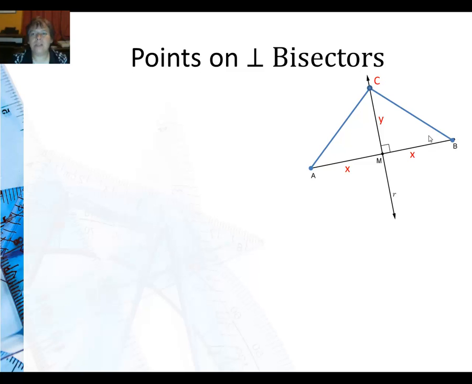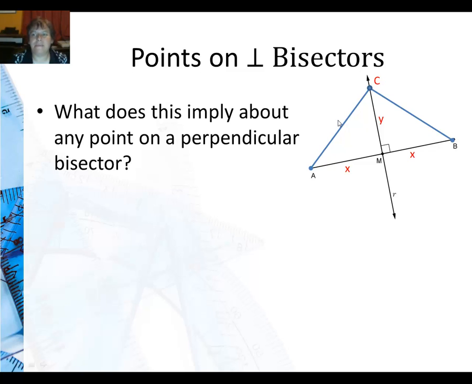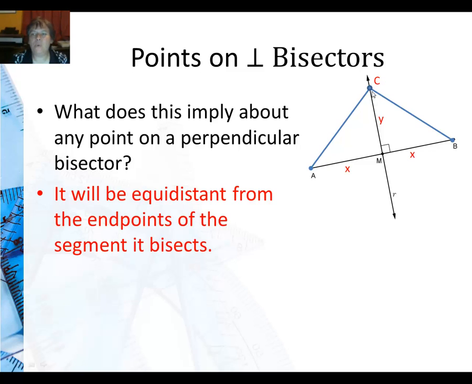So what does that imply? If this is going to be the same length as that, that means any point on this perpendicular bisector, doesn't matter where it is, it could be here, here, here, it will be equidistant from the endpoints of the segment it bisects. This will be congruent to that.